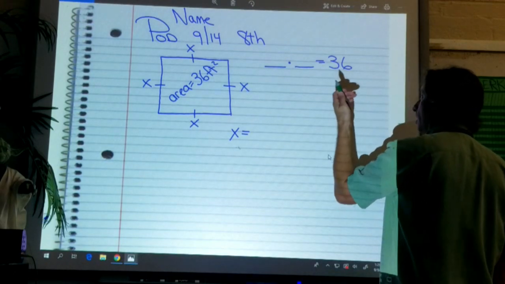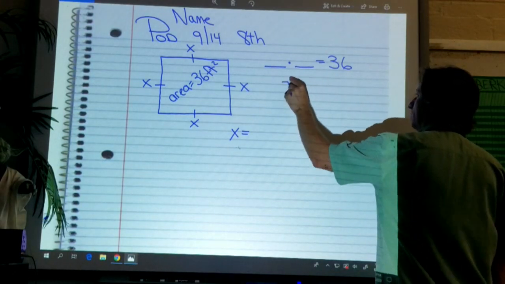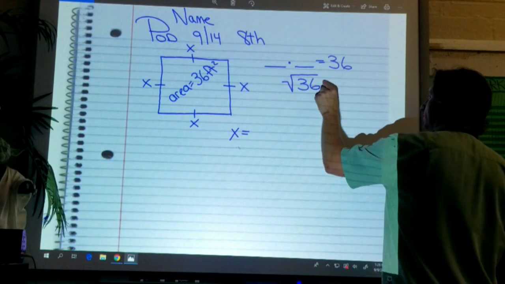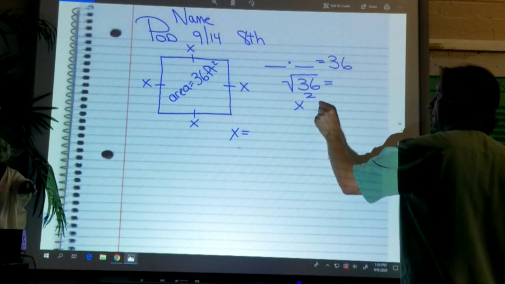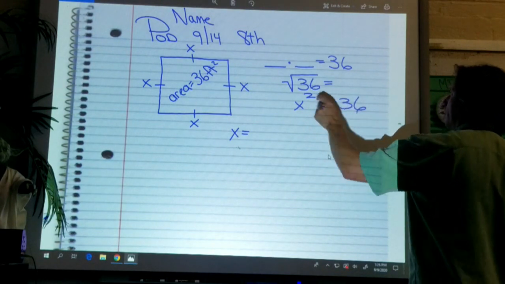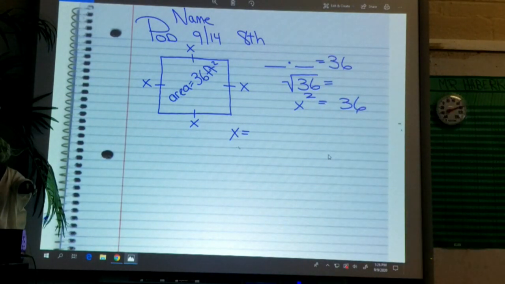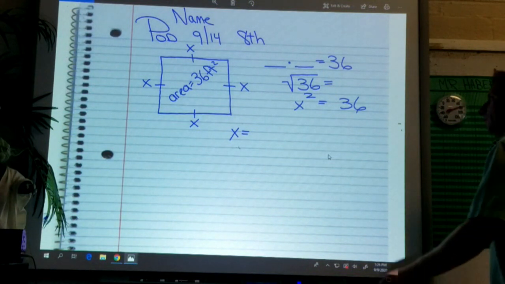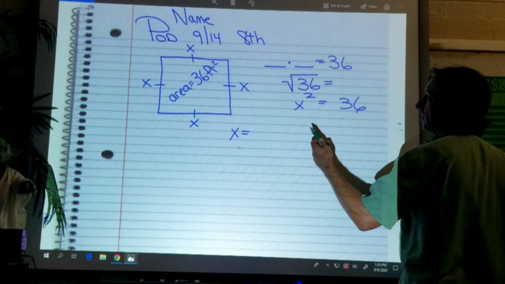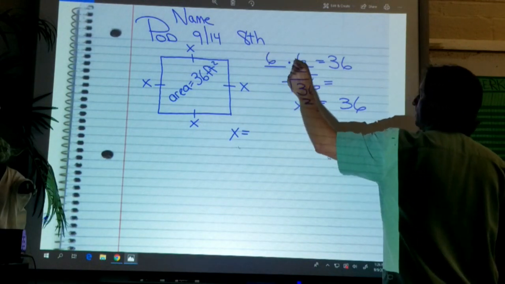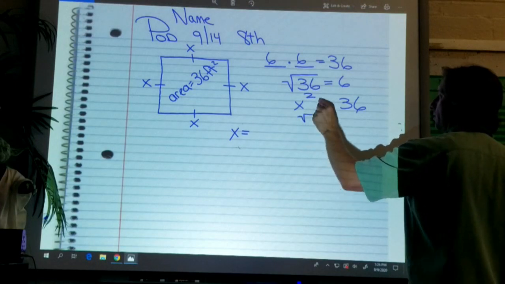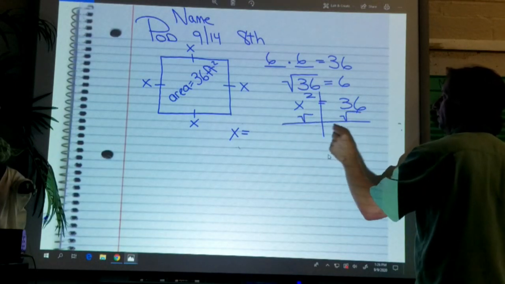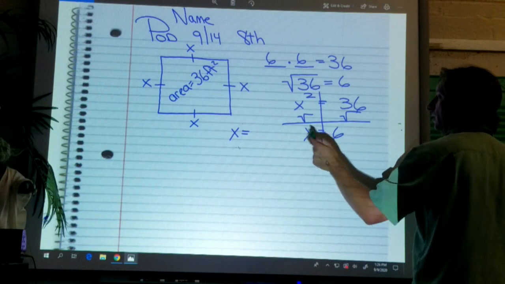Another way to write this is the square root of 36. Or x squared equals 36, right? All of these work and they all give you the same answer, which isn't 9. You don't divide by 4, and you don't divide by 2 either. It's not 18. It's 6. 6 times 6 is 36. Square root of 36 is 6. Find the square root of each side, and you get x equals 6. So the answer is 6.